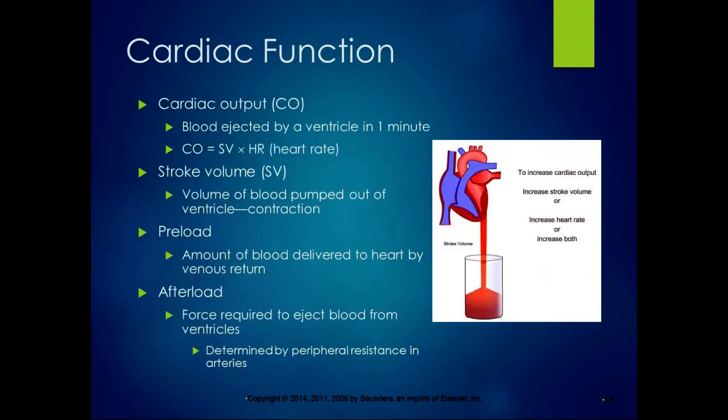So cardiac output is the volume of blood ejected by a ventricle in 1 minute. And it depends on the heart rate and the stroke volume. So that's how they calculate output: stroke volume times heart rate. Stroke volume is the volume of blood pumped out of a ventricular contraction.